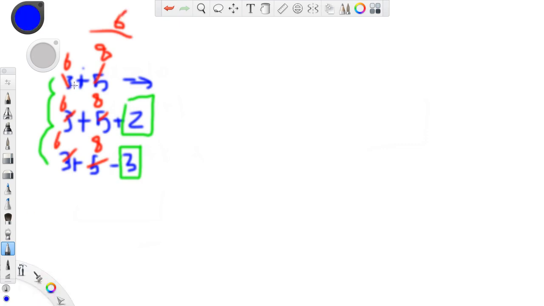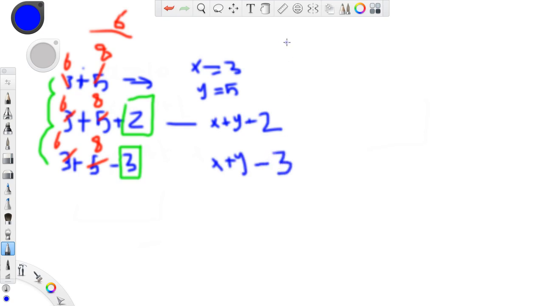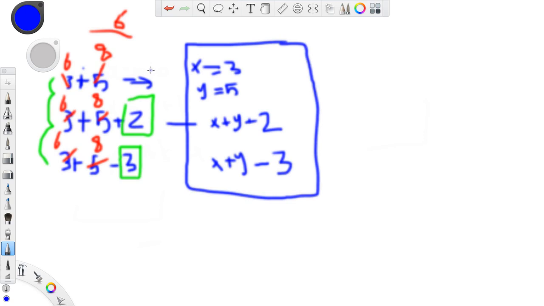So think about you represent the 3 and 5 by variables. Let's suppose x equals 3 and y equals 5. Then you say, okay, this step will be x plus y plus 2. Then here you say x plus y minus 3. Let's suppose this is another solution that we have, and this was the first one.